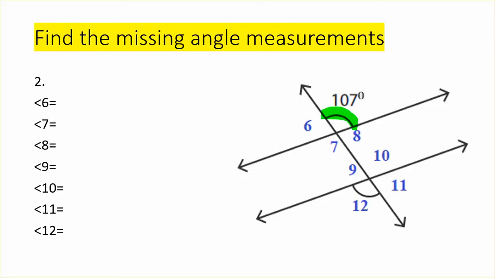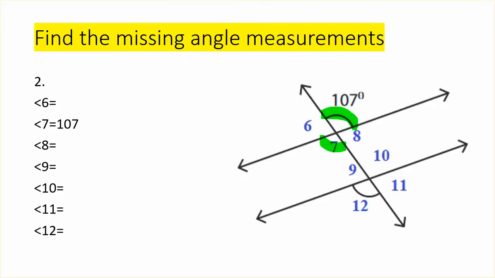Now, there are lots of different ways that people start this. What I suggest is that you start by finding angles that you know will be equal to that angle. The one most people start with is actually this. Angle 7 and the 107-degree angle are vertical angles. Vertical angles are equal. So I know that angle 7 must be 107 degrees.